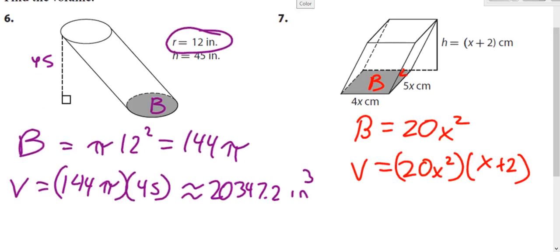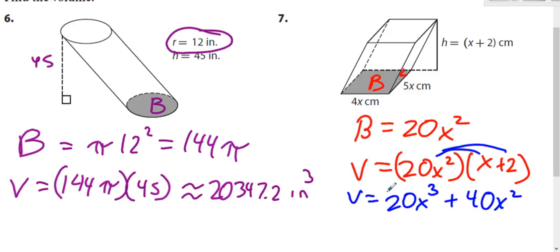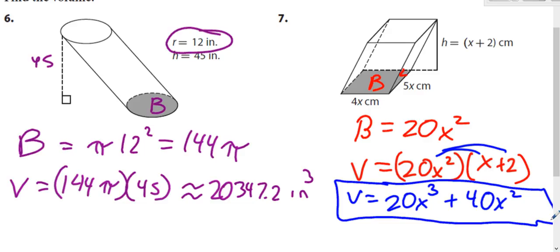So for our algebra, we're going to distribute, and then 20x squared times 2 is 40x squared. And those were centimeters, so that's centimeters cubed.